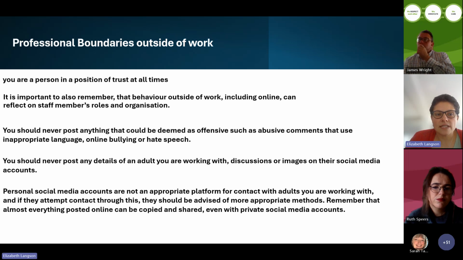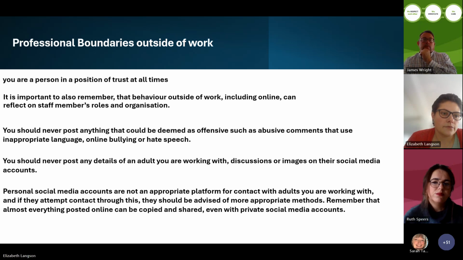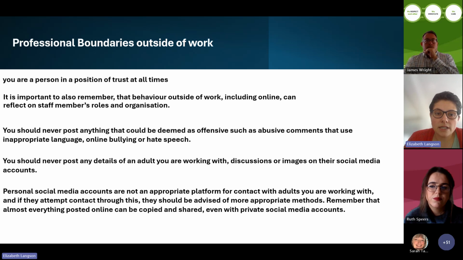So, professional boundaries outside of work. When you're not at work, you are at all times still a person in a position of trust, which is where we spoke about the term PIPOT. It's important to also remember that behaviour outside of work, including online, can reflect on a staff member's role and organisation.